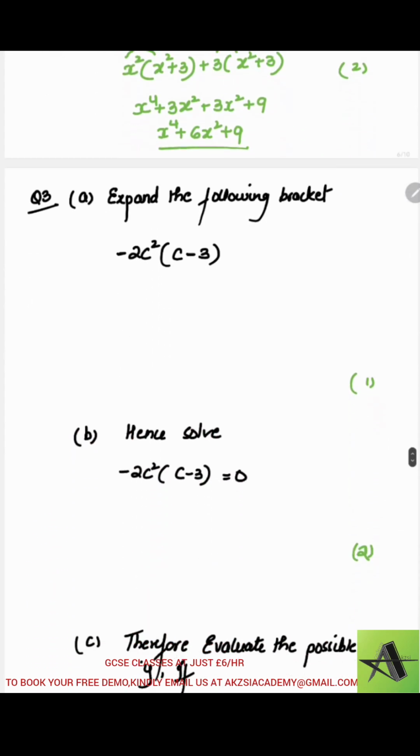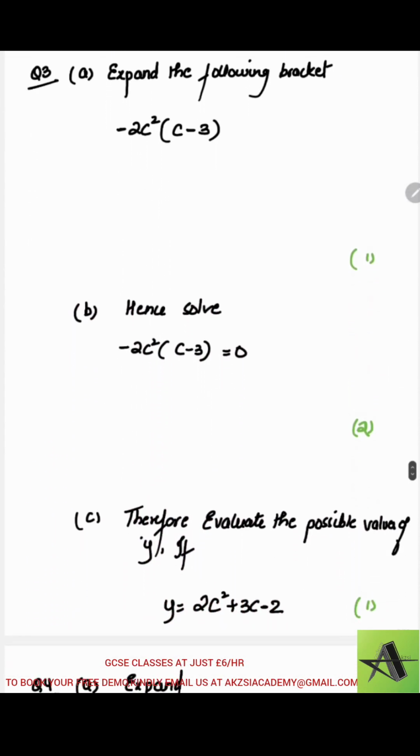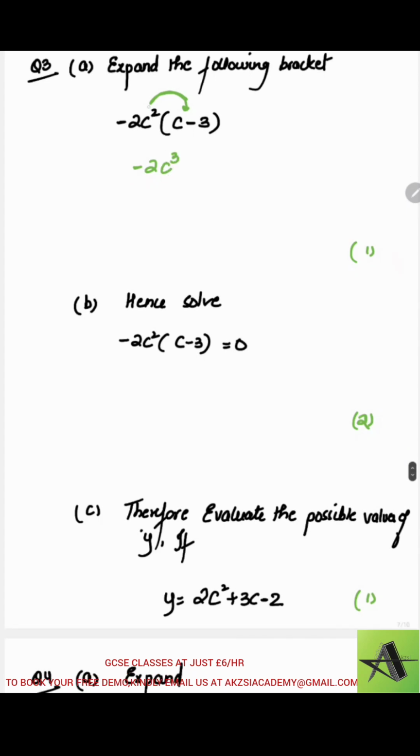Moving on to the next question, it says expand the following bracket. It's just a single bracket, so it's pretty easy to expand this one. So minus 2c squared times c. Multiplying these two will give me minus 2c to the power of 3. And minus 2 times minus 3 means plus 6c squared.